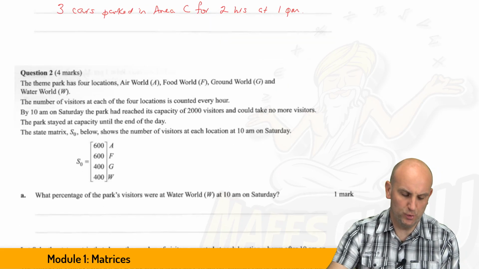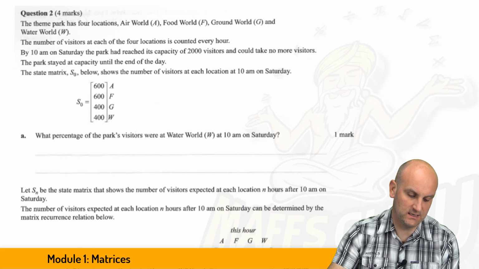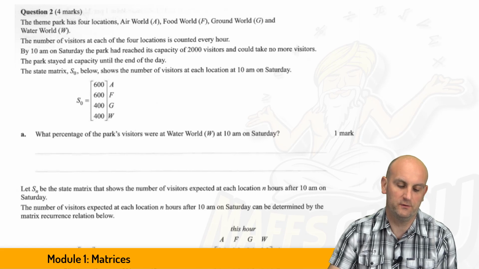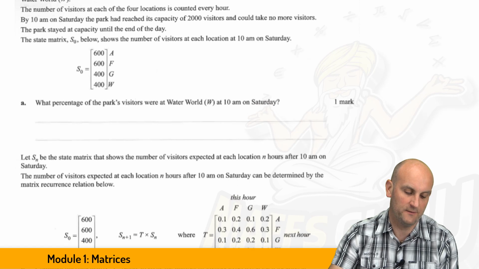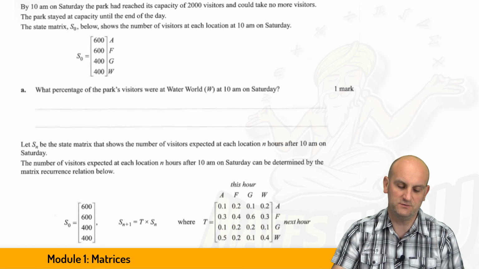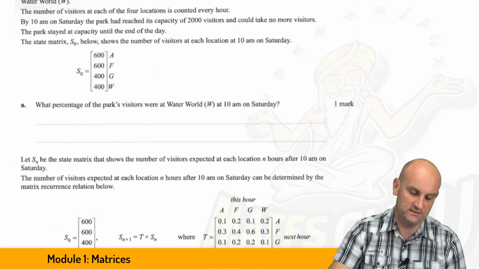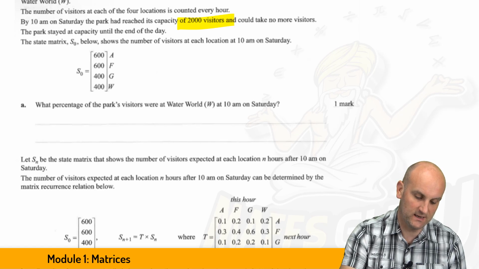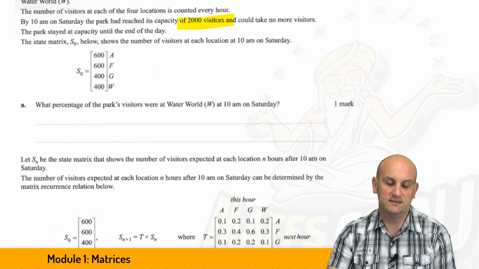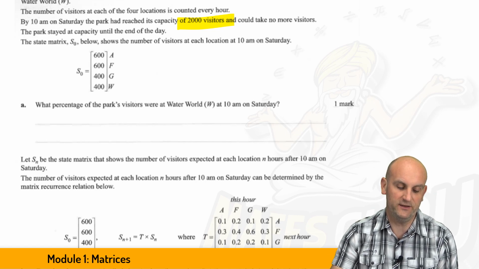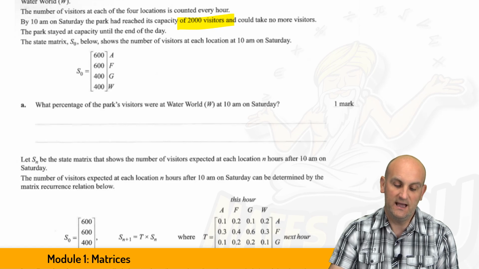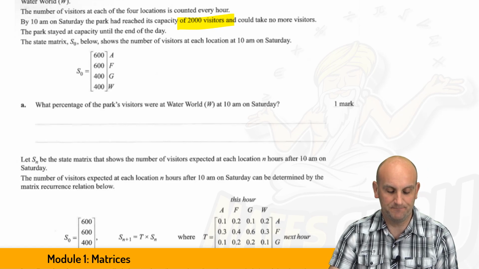Question number 2, the theme park has 4 locations: Air World, Food World, Ground World, and Water World. The number of visitors at each of the 4 locations is counted every hour. And by 10 a.m. on Saturday, the park has reached its capacity of 2,000 visitors. Now I know, because I've done the question, that that's going to become quite useful in a moment and can take no more visitors. The park stayed at capacity until the end of the day. So the state matrix S0 below shows the number of visitors at each location at 10 a.m. on Saturday. What percentage of the park visitors were at Water World at 10 a.m. on Saturday?